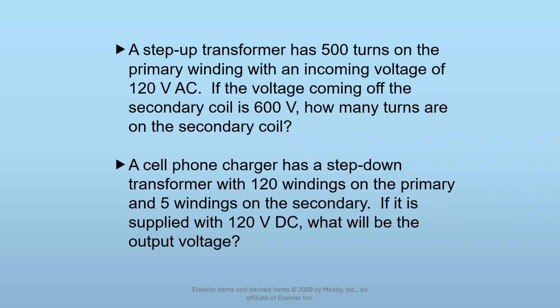Okay. A cell phone charger has a step-down transformer with 120 windings on the primary and 5 windings on the secondary. If it is supplied with 120 volts DC, what will be the output voltage? I'll give you about 5 seconds or so. Just set up, I guess you might set up a proportion for that, or maybe not.